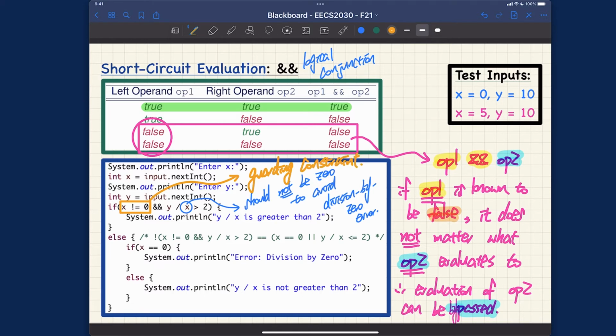Okay, let's now run through the example quickly. The first one, let's say x is equal to 0, y is equal to 10. So x would be 0 and y would be 10, for example. So now 0 not equal to 0 over here is going to be false. So I'll put it here: 0 not equal to 0, and also y will be 10, right? 10 divided by 0 larger than 2. Mathematically, you can see this one is really undefined, but now we're talking about programming. So what's going to happen at the runtime?